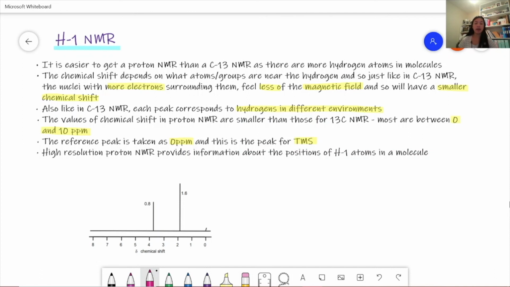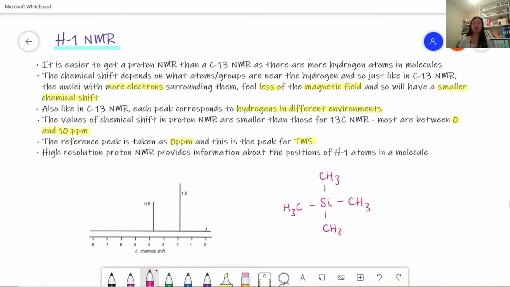So we have the formula of tetramethylsilane, which is silicon attached to 4 methyl groups. And so we can see that we have 12 of these hydrogens, and by definition, we set all of these hydrogens at 0 ppm. Because all of these 12 hydrogens give one signal, because they're all in the same environment, they're all singly bonded to a carbon, which is singly bonded to a silicon, we get one peak for all of these hydrogens, and this peak is taken to be 0 ppm.